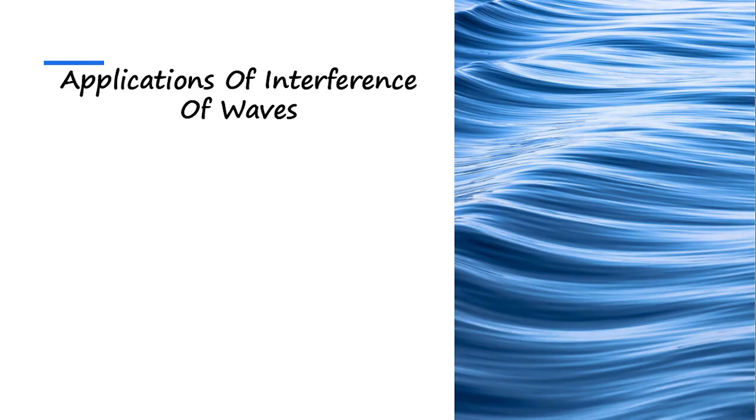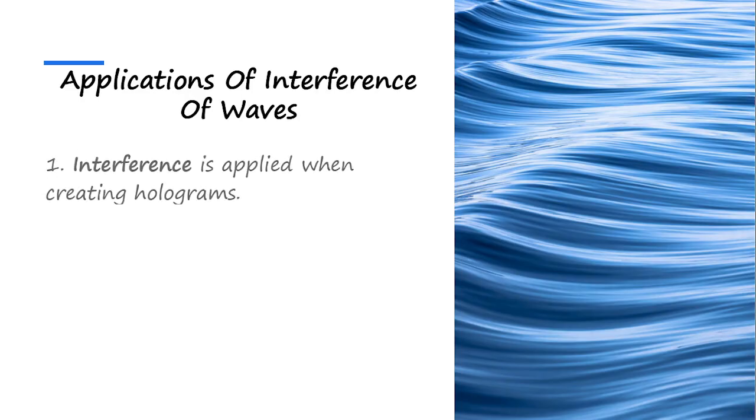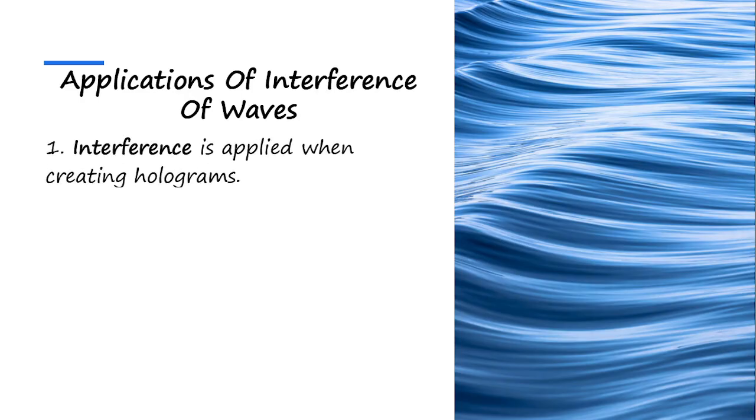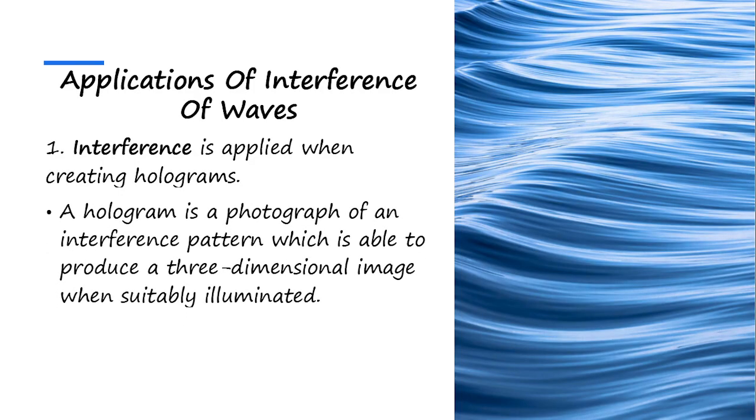Moving on, applications of the interference of waves. Now, interference is applied when creating holograms. So this is the first use of interference, in creating these holograms. A hologram is simply a photograph of an interference pattern which is able to produce a three-dimensional image when it's suitably illuminated. So that's the definition of the hologram.